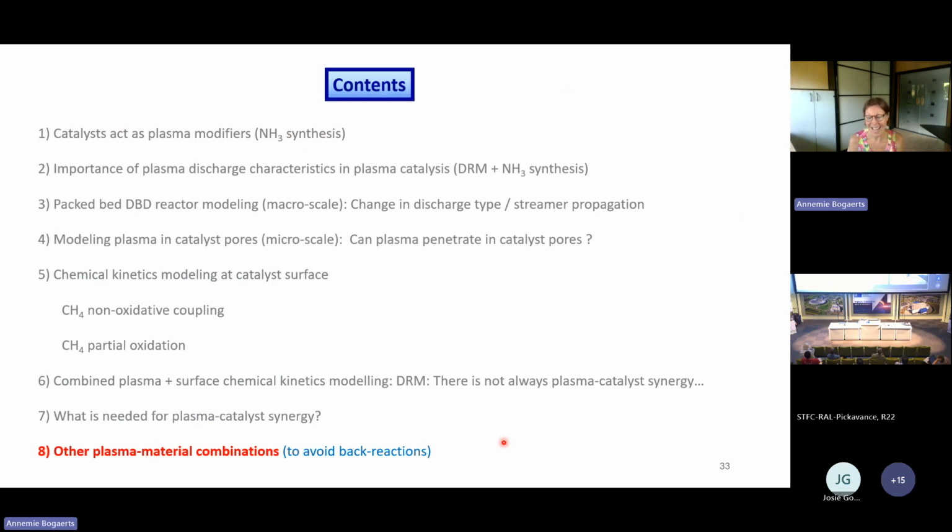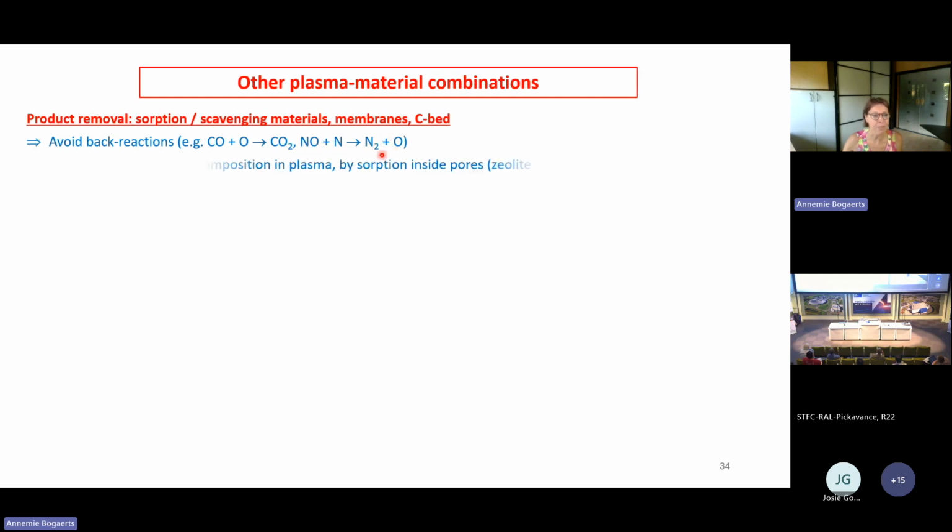Then I don't want to end with a negative message, of course, because I believe plasma catalysis has a lot of potential, but I just think our community needs to think critically about the results and not always just believe them when we see good results, but try to understand them better. For instance, other plasma material combinations could be very useful, because they can give rise to product removal, for instance sorption materials, scavenging materials, because they can avoid back reactions where CO and oxygen react back into CO2, and NO would also be recombined into nitrogen.